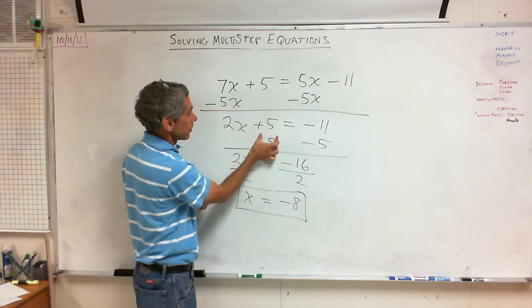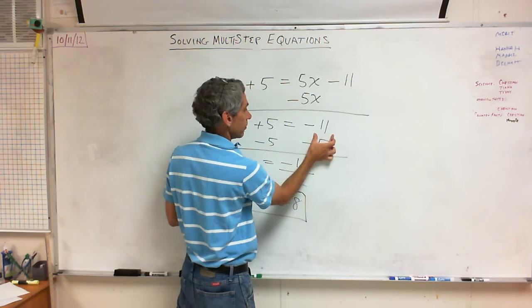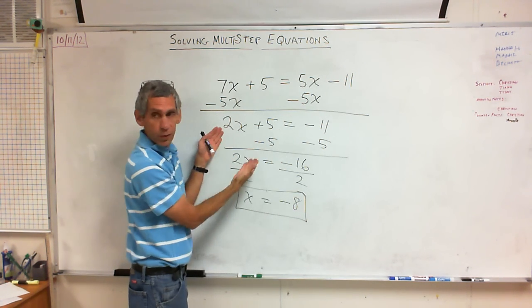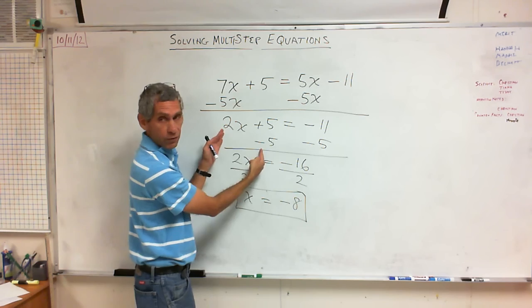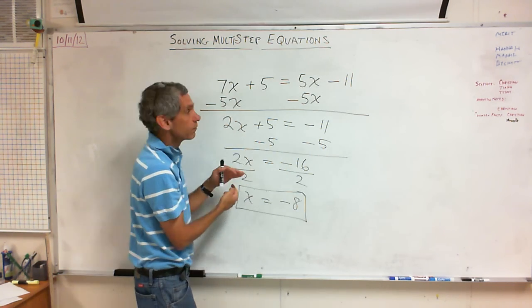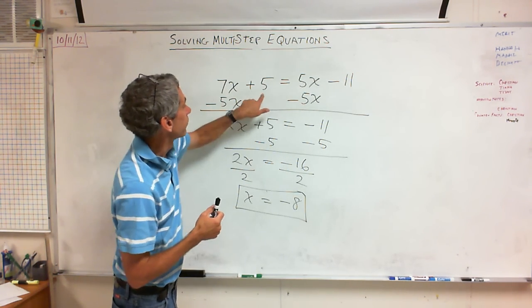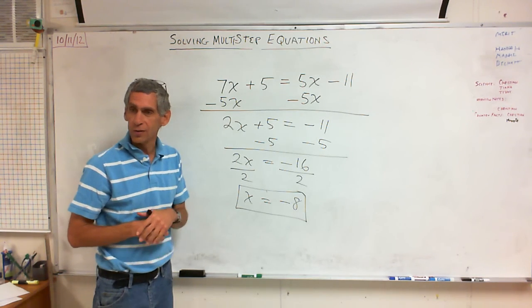And then this is still the same, and this is still the same. And then I've got my two-step equation. I'm going to just subtract 5. Subtract 5. The confusion is I have two 5s in here, right?